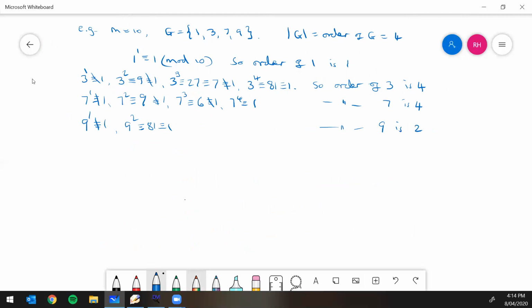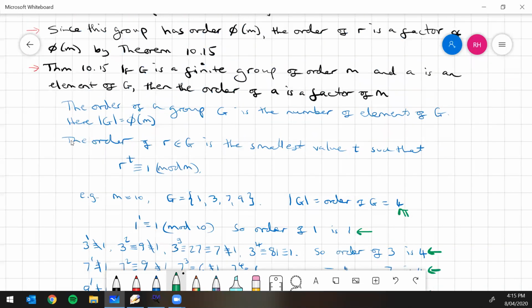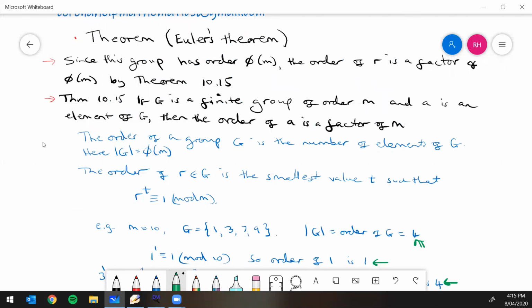Now, if you look here, I've shown you how to work out the order for any element of a group, but you can see here 1 divides 4. See this 4 up here? That's the order of the group, 4. So now working out the order of the elements, 1 divides 4, 4 divides 4, 4 divides 4, 2 divides 4. So in the case of 10, it certainly works. And that's exactly what theorem 10.15 up here is saying.